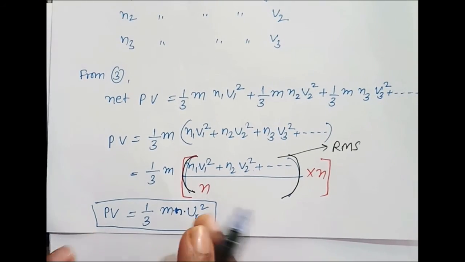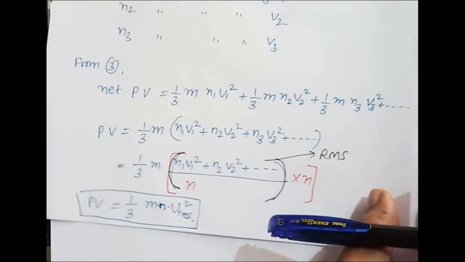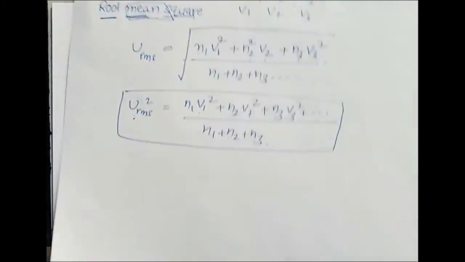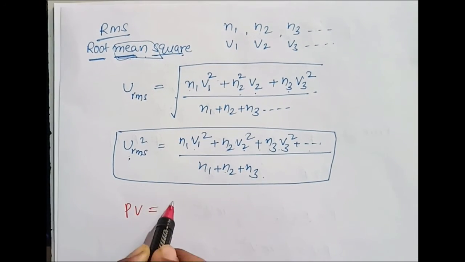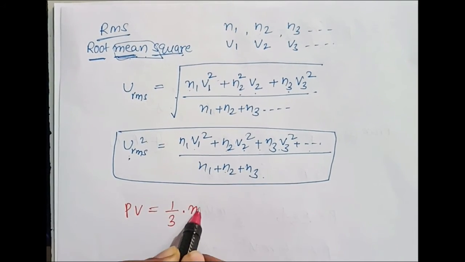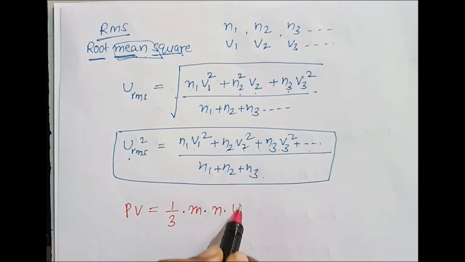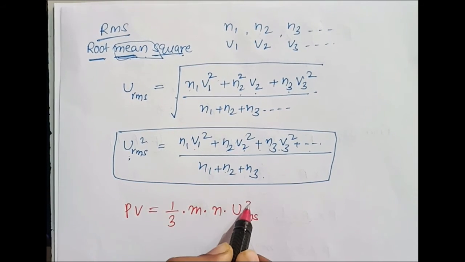So PV is equal to 1/3 m n u square. The derivation is done. So finally the answer is PV is equal to 1/3 m n u RMS square.